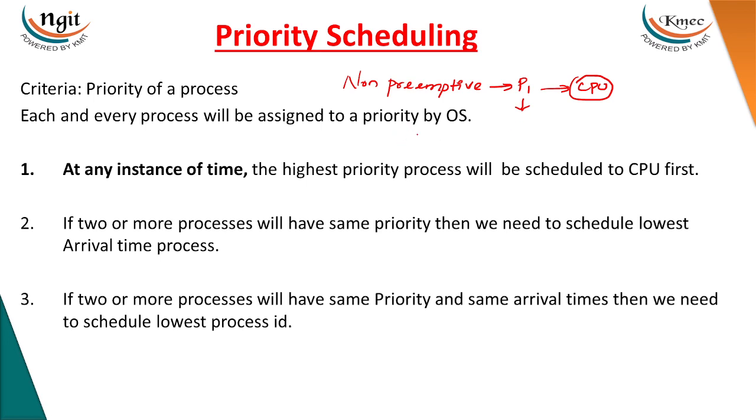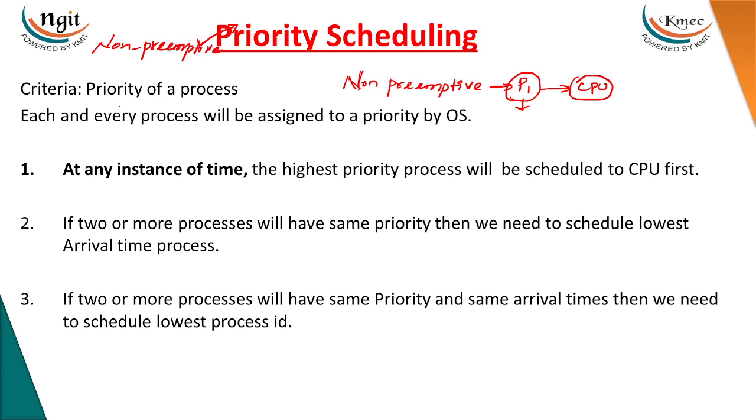So what is meant by non-preemptive? Once it enters the CPU, it has to finish its execution and then it will come out. Until all the instructions are executed, it will not come out. Now here we are going to discuss priority scheduling, especially non-preemptive priority.